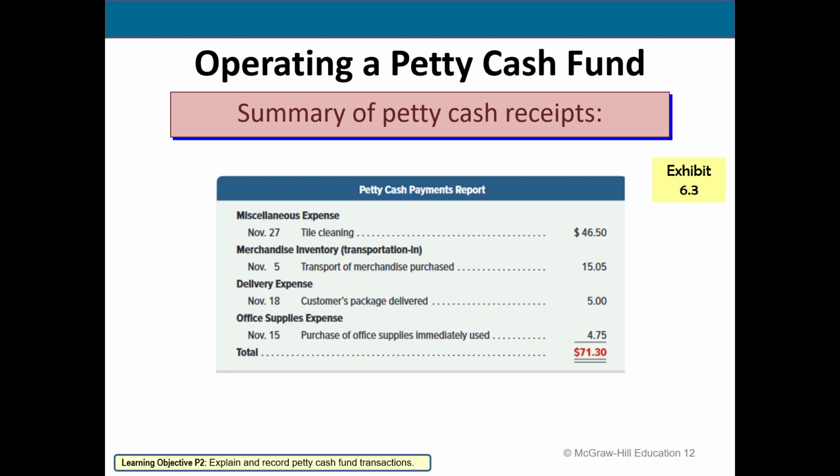Next, we need to, at some point, look to see if we need to replenish our petty cash account. So first, we'll prepare this cash payments report, and you can see that we have receipts for $71.30. So we need to record these expenses. So you can see them here. This is merchandise inventory, delivery, office supplies expense, and miscellaneous.